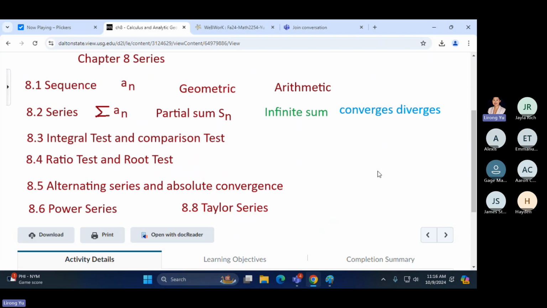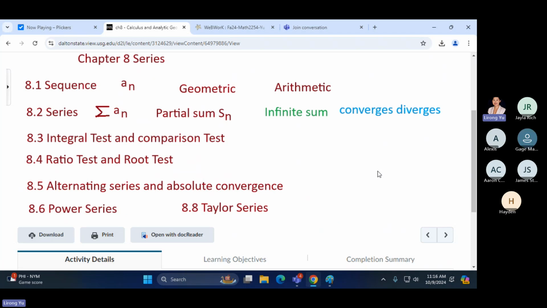So S of n represents the summation of the first n terms in the series, and then the infinite sum, normally the notation is S. S is the actual infinite sum. And these two have a limit relation here: the limit of S of n is S.